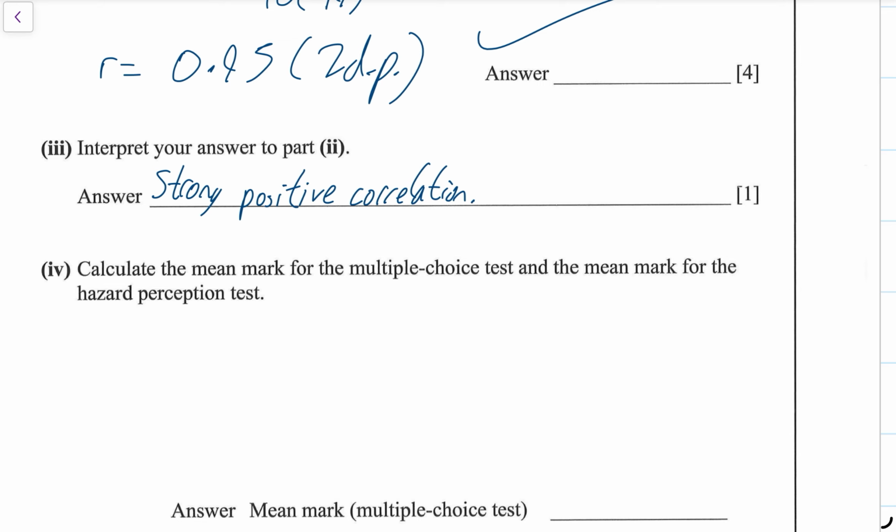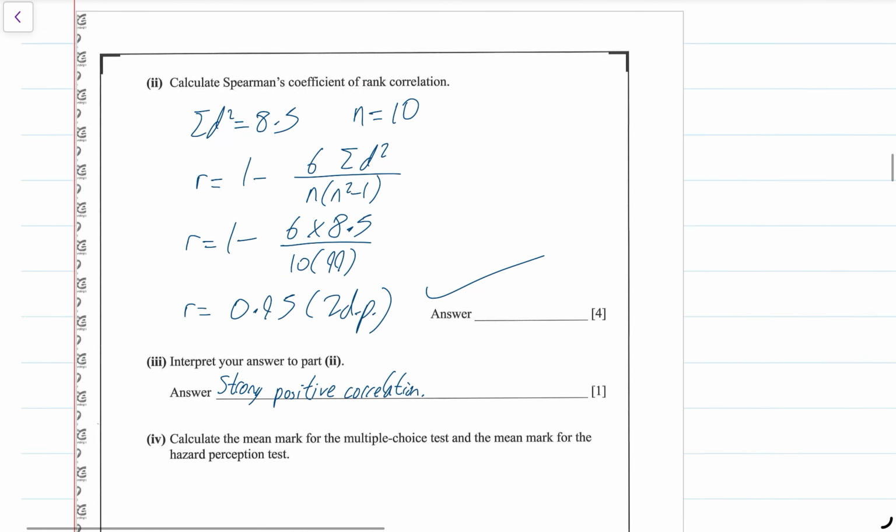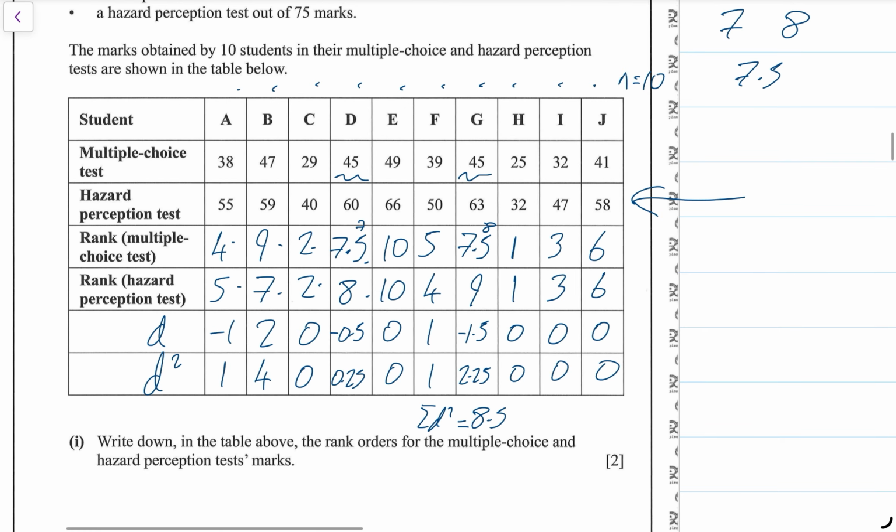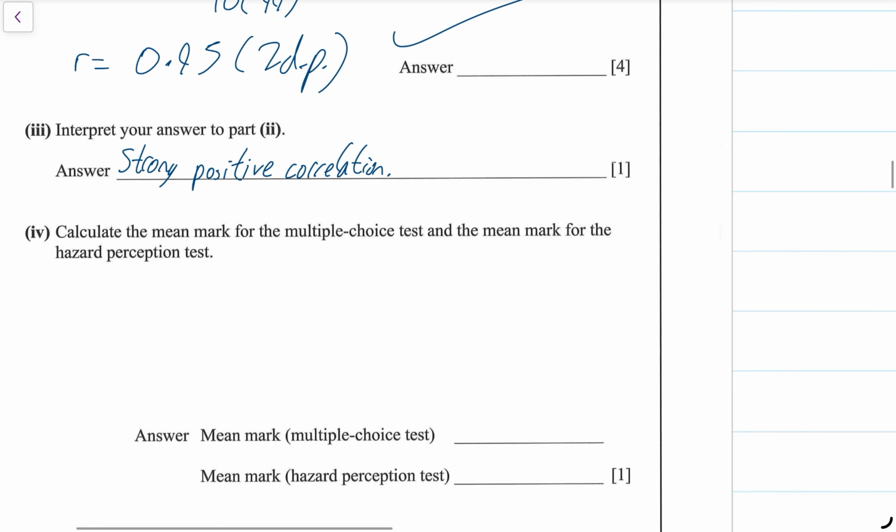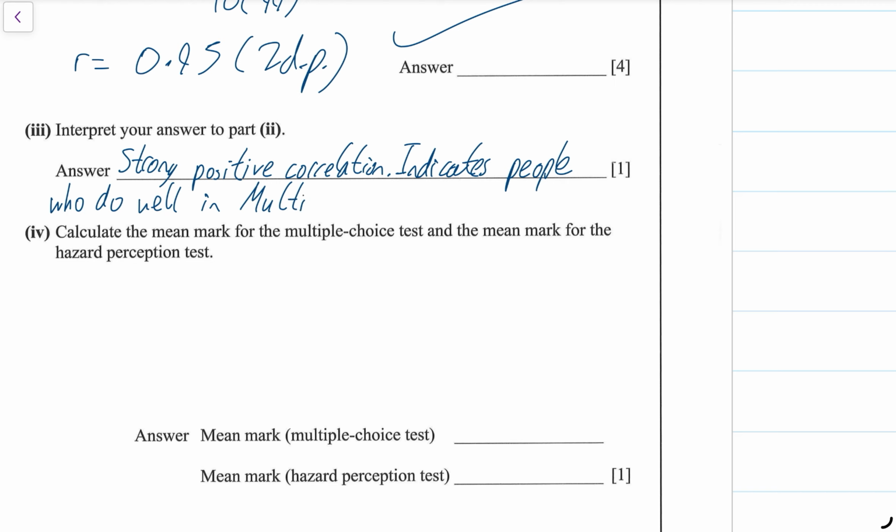But I would also relate it to the real world. So the real world's context in this question is, that means as your multiple choice test result is better, your hazard perception test is better as well. So we'll put that in a nicer way of saying it. So we'll say it indicates that people who do well in the multiple choice do well in the hazard perception.